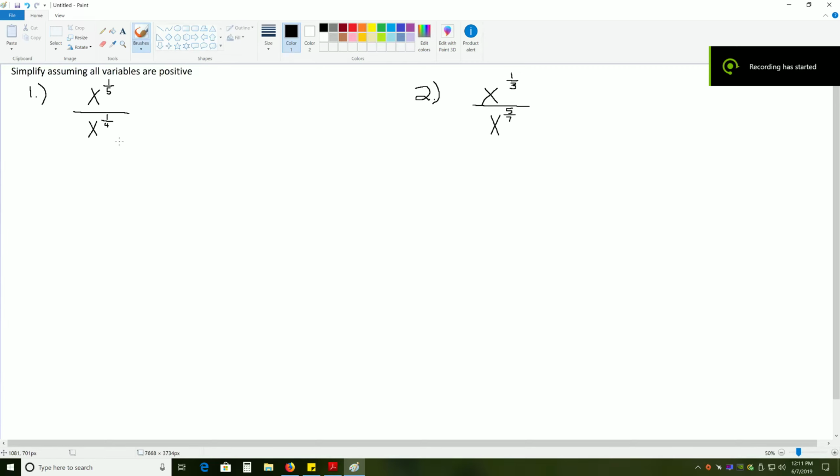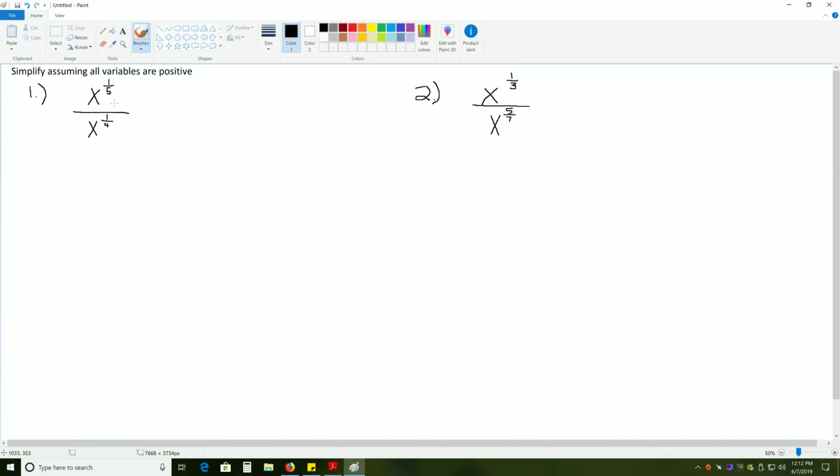For this problem, or these problems, we're going to simplify assuming all variables are positive. In the first example, we have x to the 1/5 divided by x to the 1/4. In the second example, we have x to the 1/3 divided by x to the 5/7. We're going to go through the first example, and then I suggest that you pause the video at the end of it and try the second example on your own, and then I will go through it.